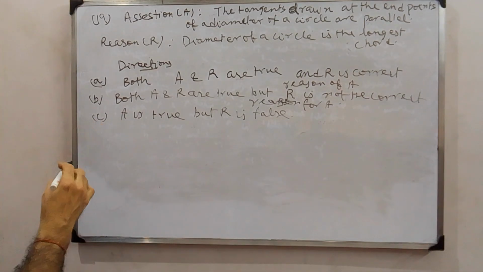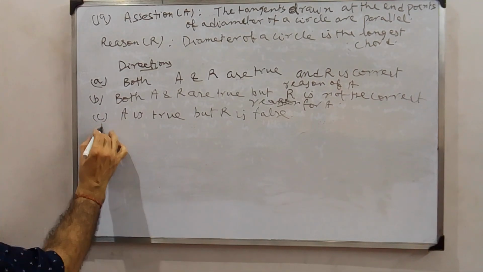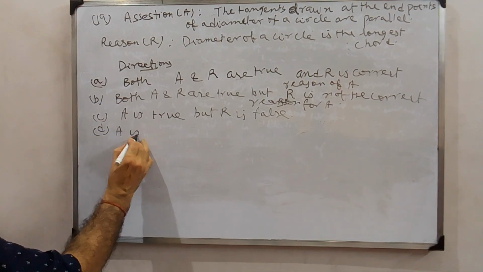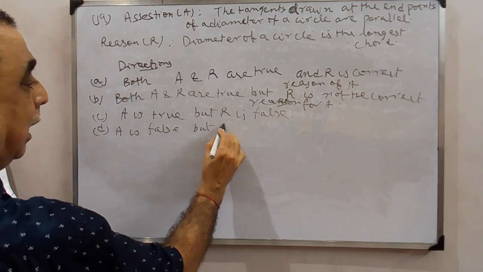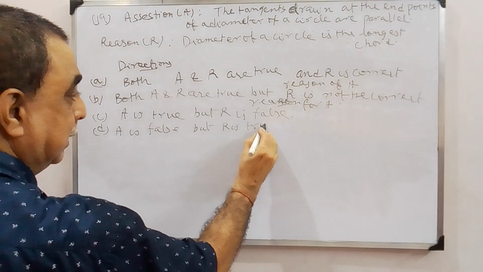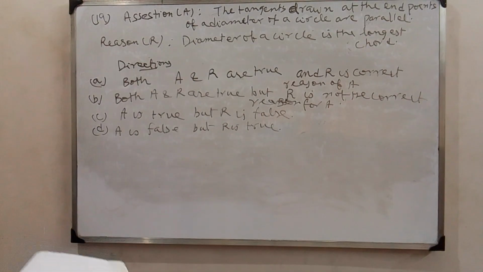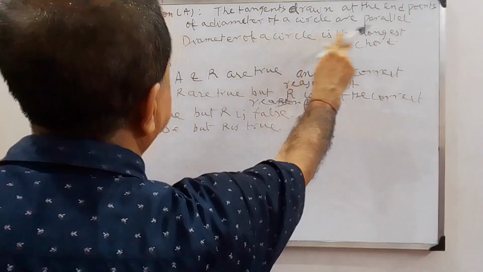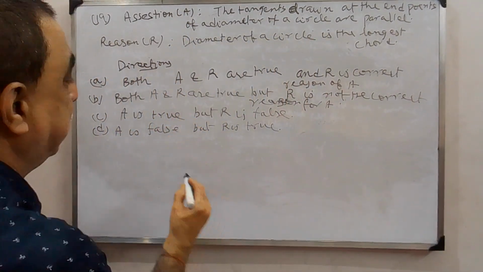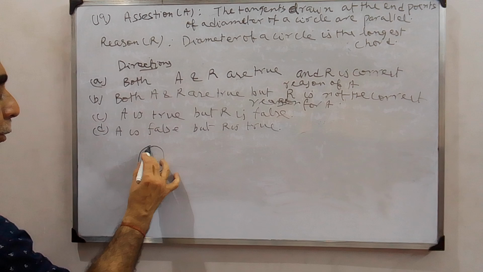Then we have to choose C, and we choose D when A is false but R is true. Then we have to choose D as the correct option. So now see here. What is the assertion given? The tangents drawn at the end points of the diameter are parallel. So we know it is true.